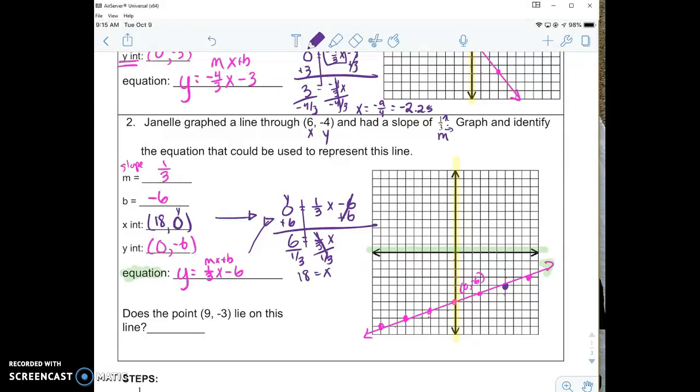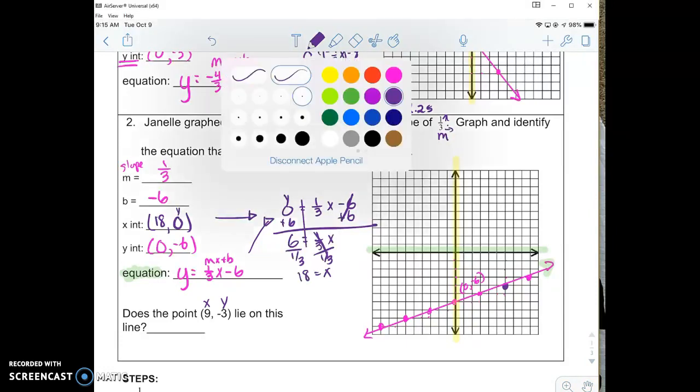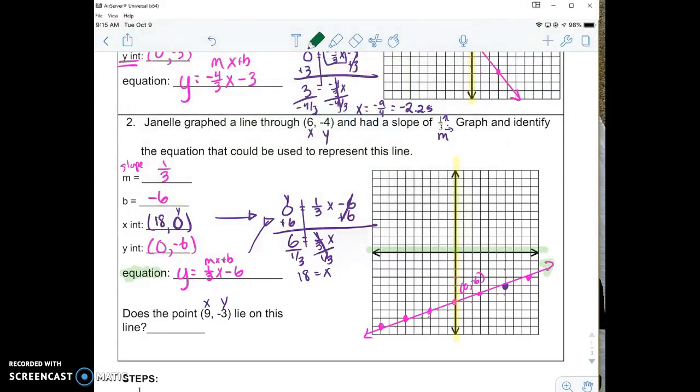Does the point (9, -3) lie on this line? This is an x value and a y value. I'm going to find this on my graph. 1, 2, 3, 4, 5, 6, 7, 8, 9. 1, 2, 3. And I do have a point at (9, -3). So I could say, yes, this point lies on the line.